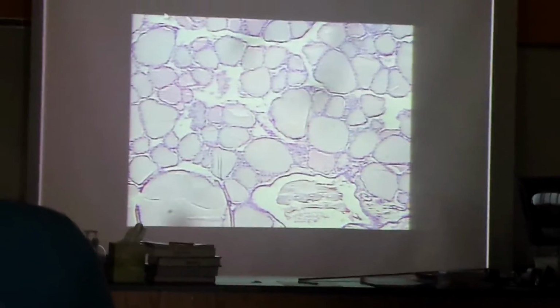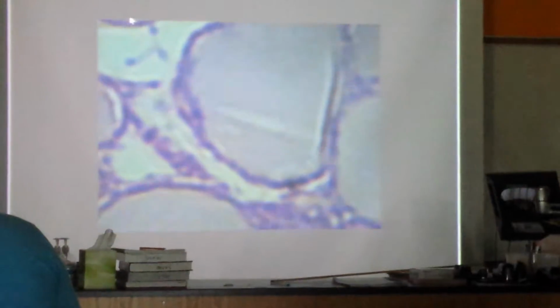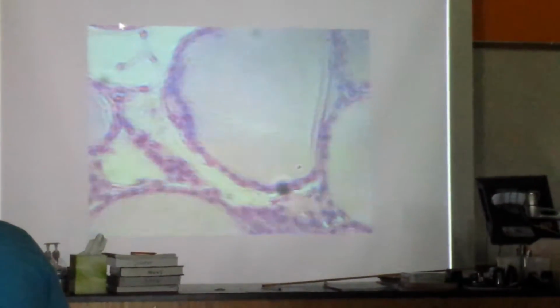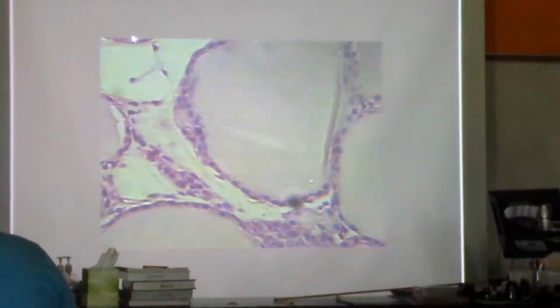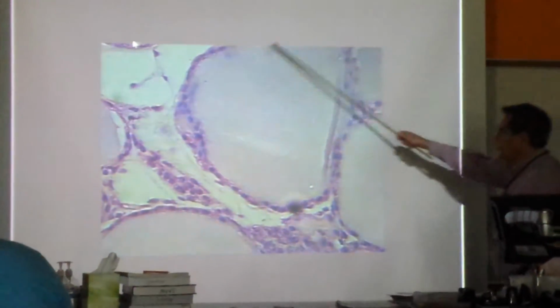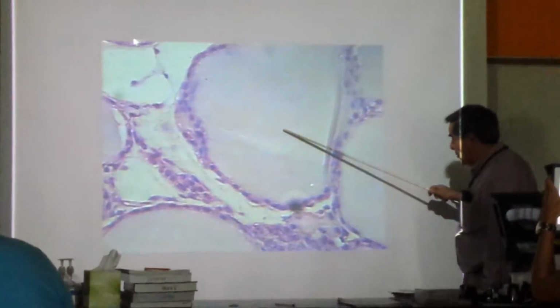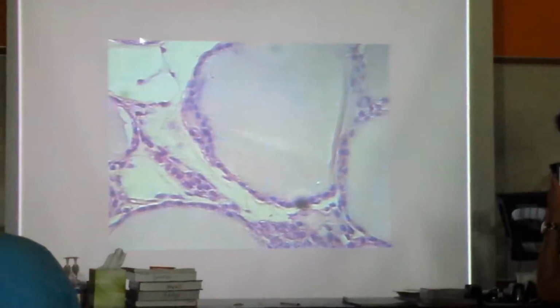So we have a lot of follicles make up the thyroid. What you see here then are the cells that make up the wall of the follicle. These are the nuclei of the cell. So these are follicle cells. This whole thing is the follicle.